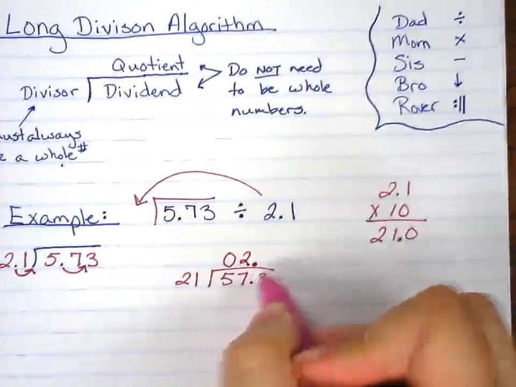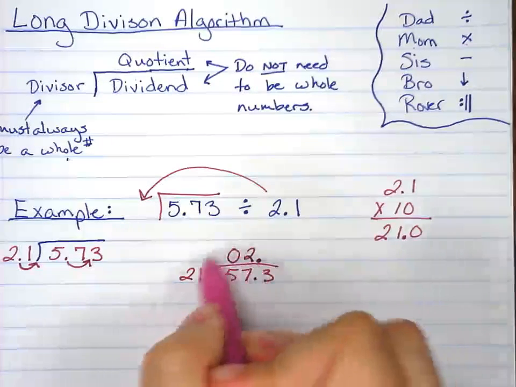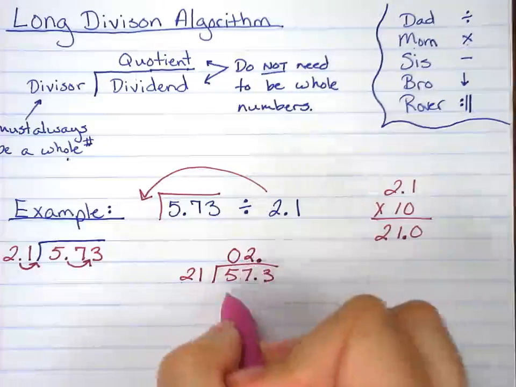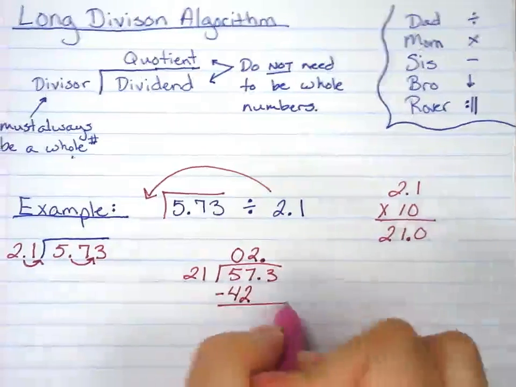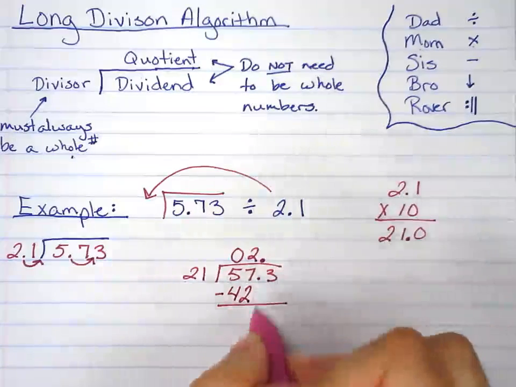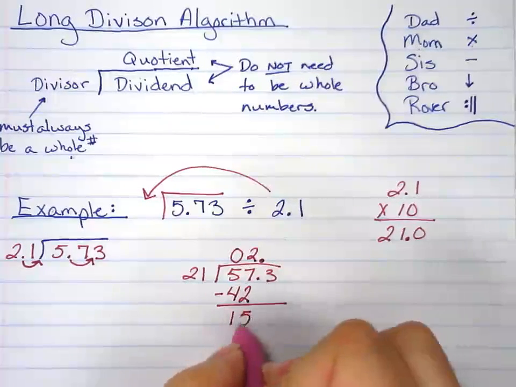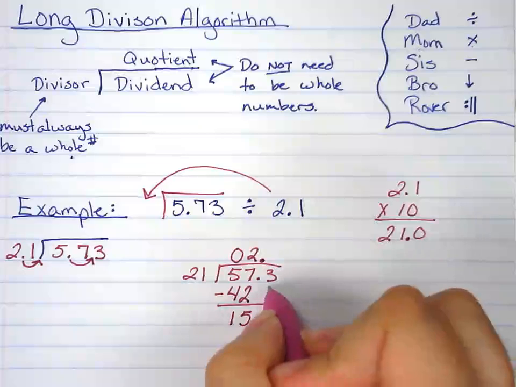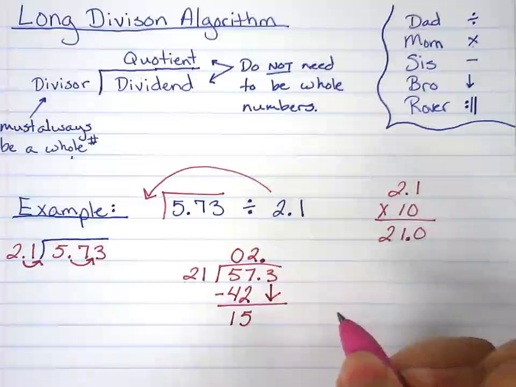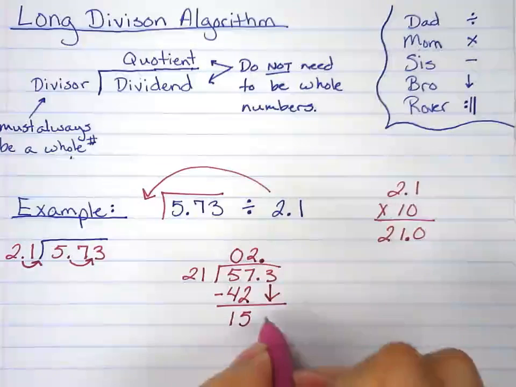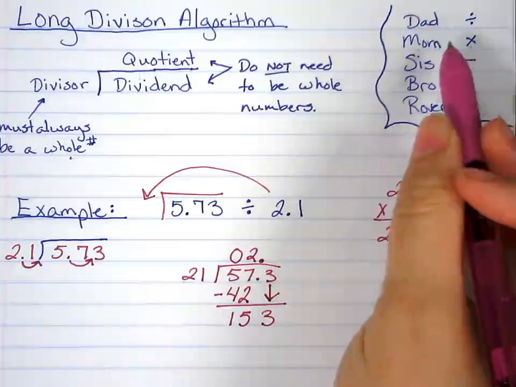Now, Mom is going to multiply. She's going to multiply that 2 times 21, get 42. Sister is going to subtract, and that leaves us with 15. Brother is going to bring down just the next digit, only 1 digit at a time. And Rover tells us to repeat and do it all over again.